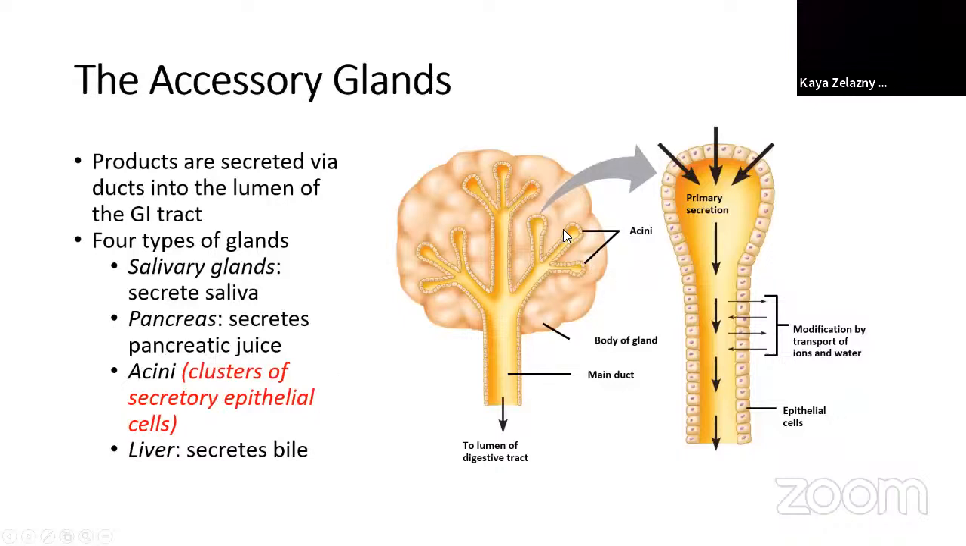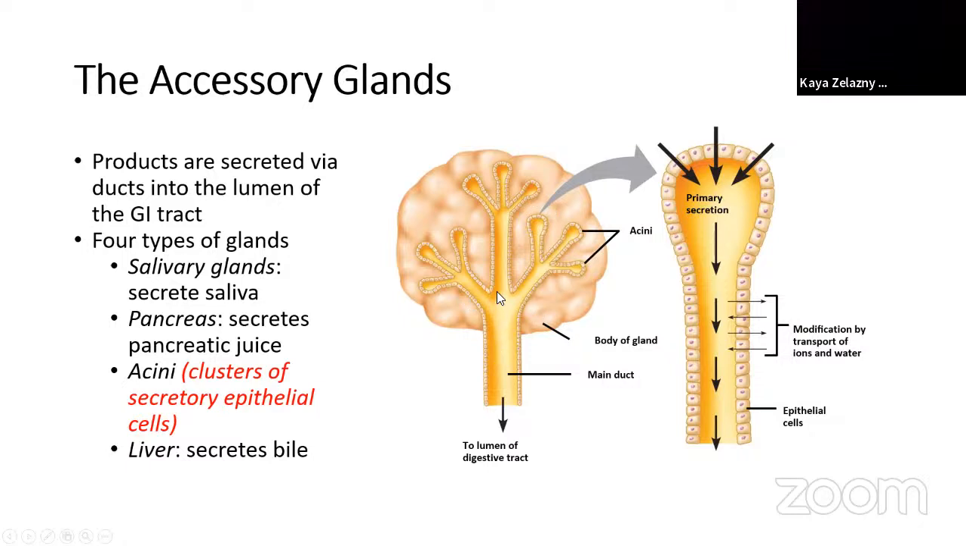So the acini are these little blind ends where we have clusters of epithelial cells that are going to be secreting these enzymes, basically. So this is just a generalized structure of a gland. That glandular tissue, touch it if you find it kind of dense, but it feels or looks kind of like fat if you're looking at it. So that's our body of the gland.